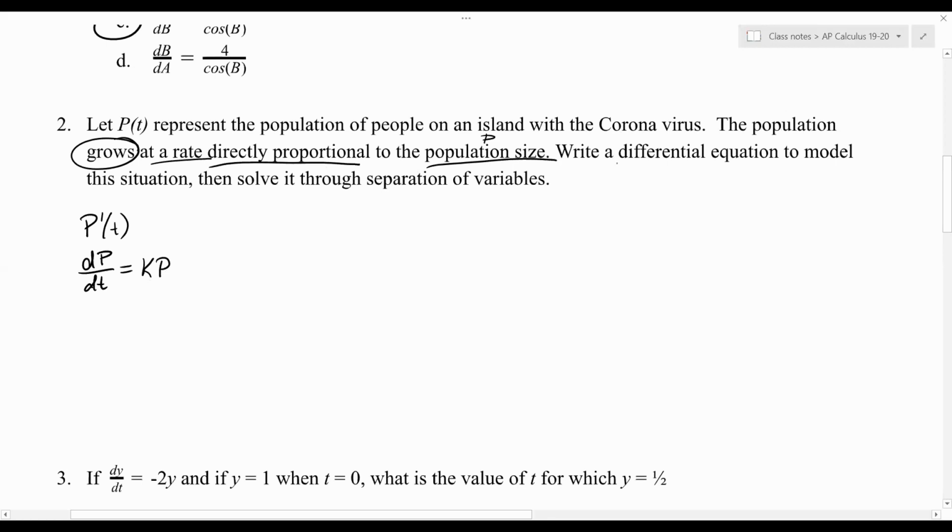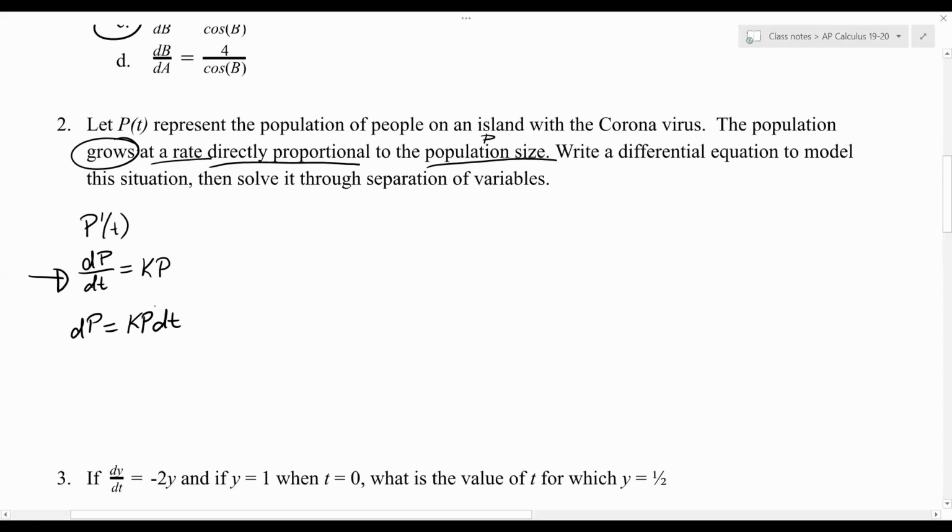Now, it asks us to write a differential equation to model this situation, then solve it through separation of variables. So we've written our differential equation. Now we need to solve it. In order to solve it, what's our first step? We need to separate our variables. So we're going to multiply by dt on both sides to get dP equals kP dt.